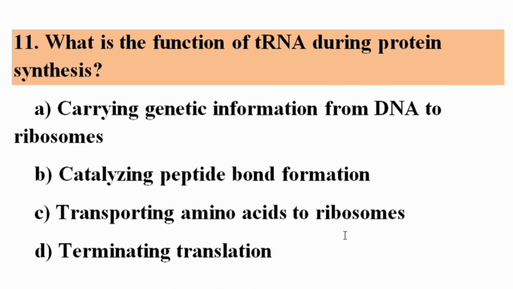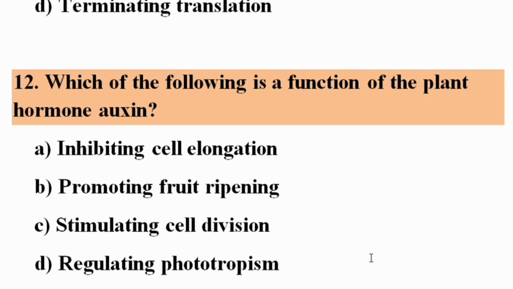What is the function of transfer RNA during protein synthesis? From the name, it is evident that the function of transfer RNA is to transport amino acids to ribosomes. So the right option is Charlie, transporting amino acids to ribosomes.